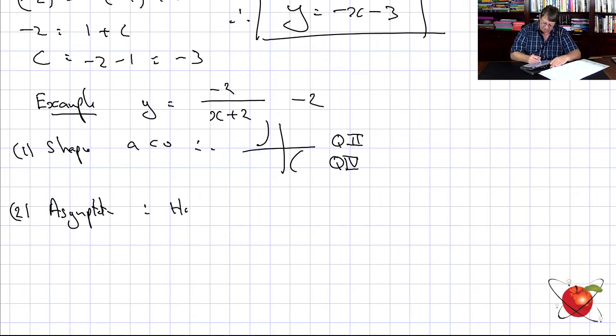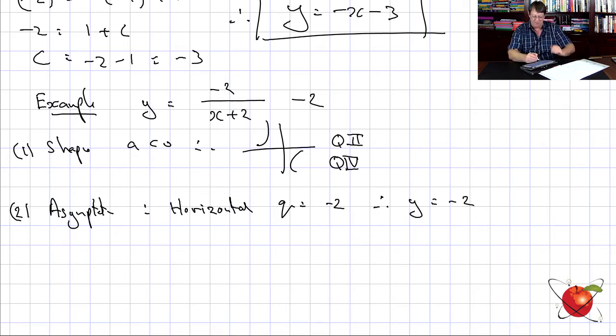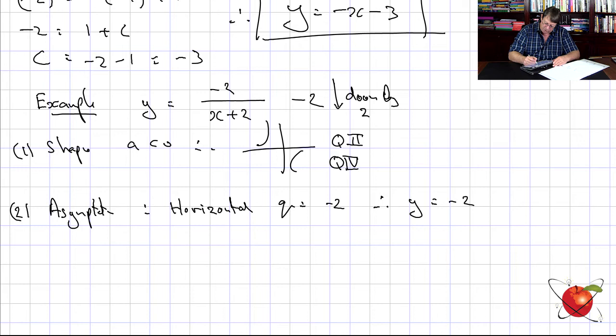Okay, horizontal or vertical, doesn't matter. The horizontal asymptote is going to be equal to, in this case, equal to Q, isn't it? So there's my graph. So Q equals minus 2. Therefore, the horizontal is at y equals minus 2. Because what? We've shifted down by 2 units, haven't we? We always work from the standard one. We've shifted it down. Now we say, okay, vertical asymptotes.